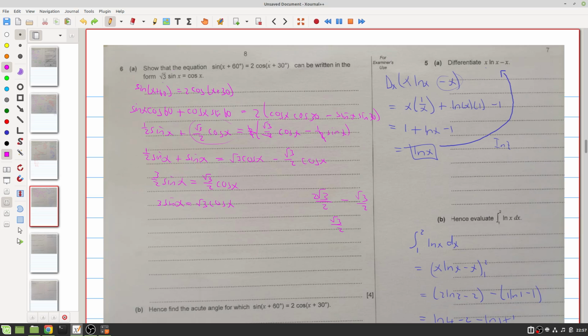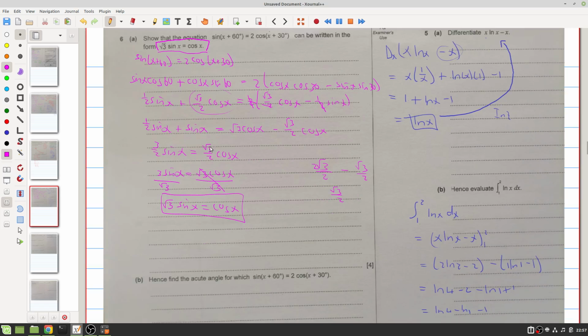So this already looks pretty close. So we want cos x by itself. So all we need to do is divide by square root 3, right? Divide by square root 3. So 3 divided by square root 3 is square root 3. So square root 3 sin x equals, and then the square root 3's cancel out there, and that's cos x. Okay, so there we go. We've written it in that form.